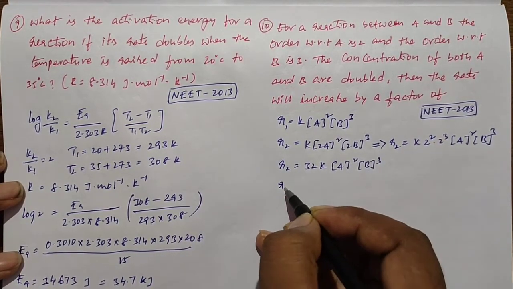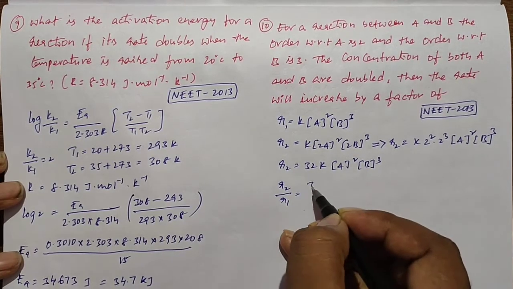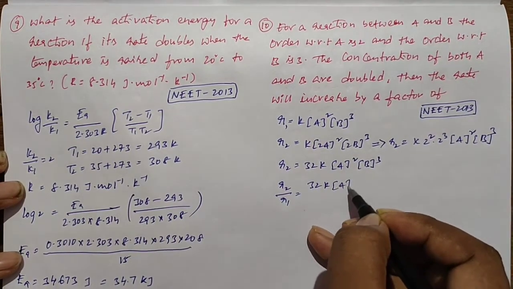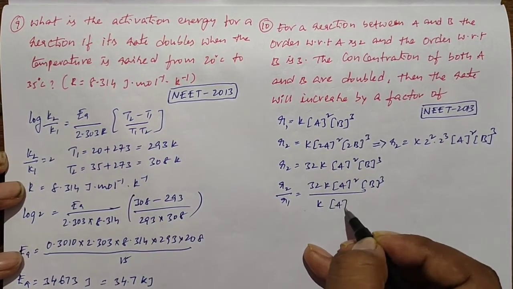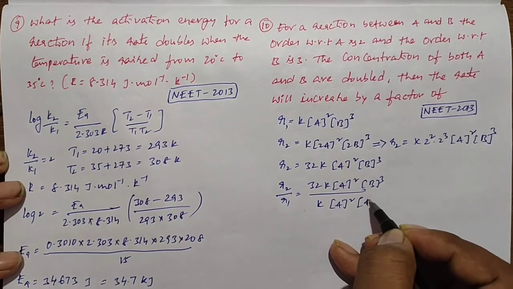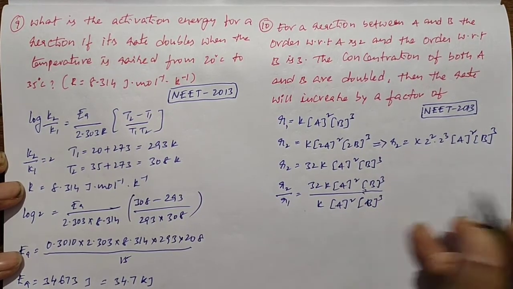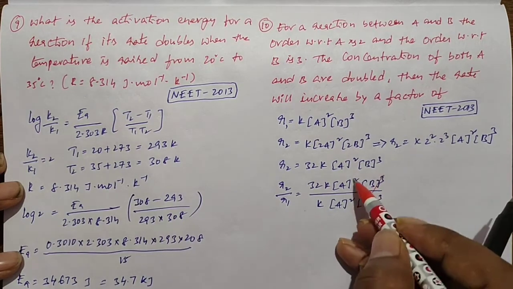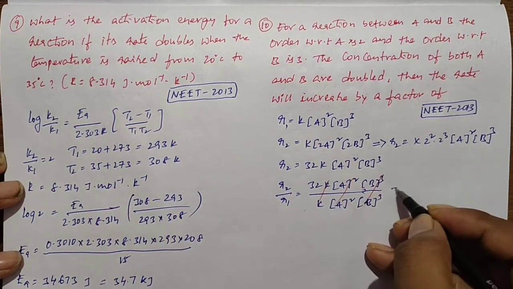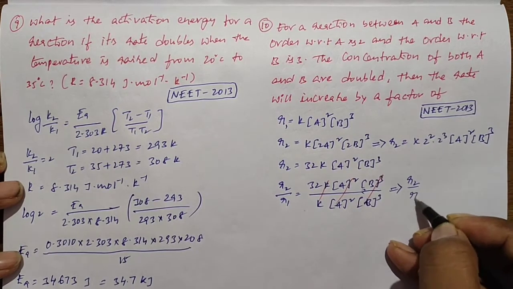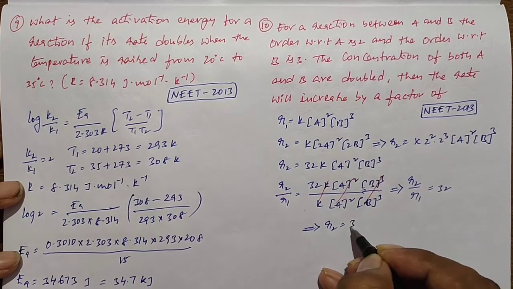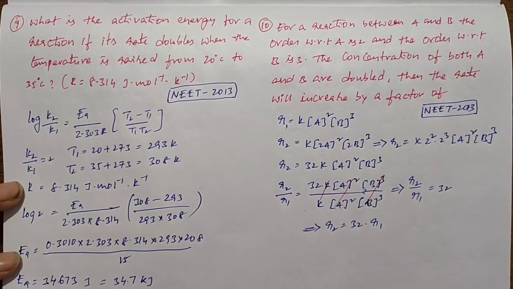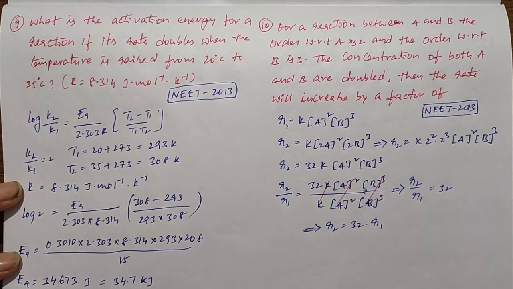Now do R2 by R1. R2 by R1 is equal to 32K A square into B cube by K into concentration of A power 2 into concentration of B cube. After cancellation of available things, we get R2 by R1 is equal to 32. Then R2 is equal to 32 into R1. I mean, the rate of reaction can be increased by a factor of 32. So this is about the solution.